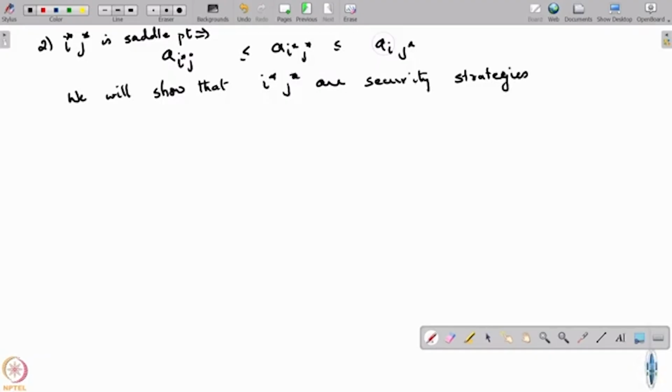Okay. So, how do I argue this? From this inequality, I want to argue that i star, j star are security strategies, which means I want to argue that i star is the one that minimizes the worst case damage for the row player, and j star is the one that minimizes the worst case damage for the column player. So, how do I argue that? You could try by contradiction. There is a simpler argument here.